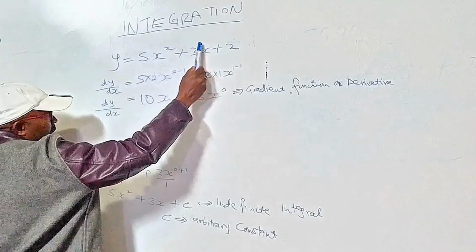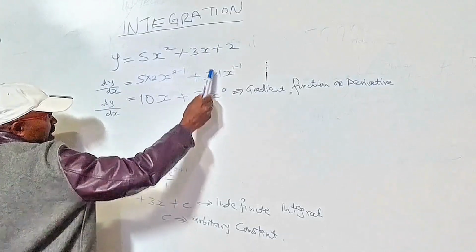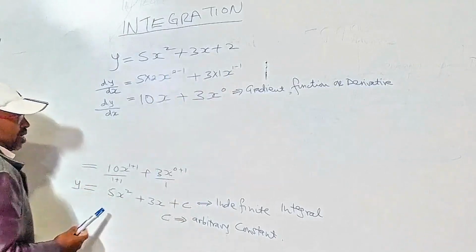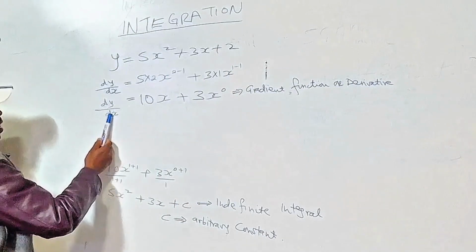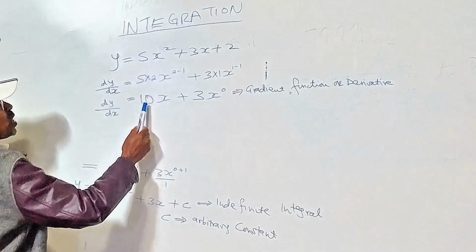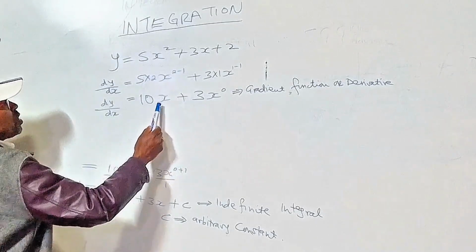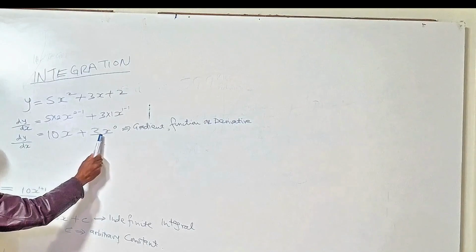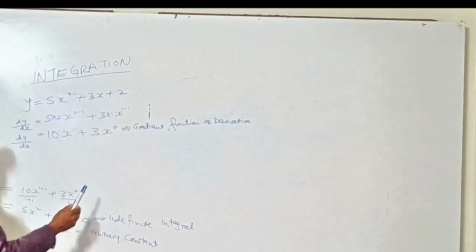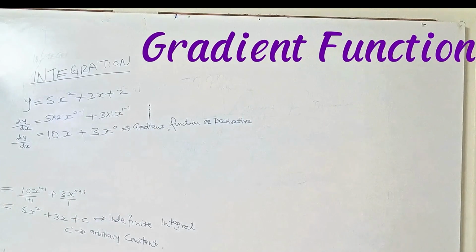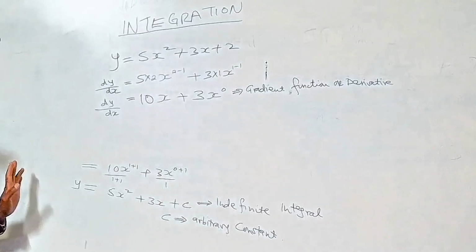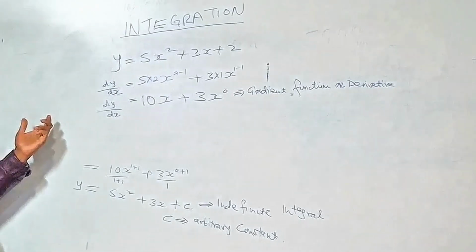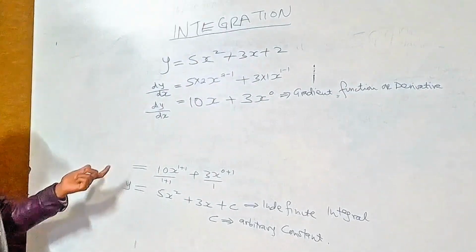So you'll have 1 times 3, which is 3. Then the power of x was 1, we reduce by 1. So you get 1 minus 1. Therefore, dy/dx will be equal to 5 times 2, 10, 2 minus 1, 1. So 10x to power 1. And in the next term, it is 3x to power 0. So that is what we call the gradient function.